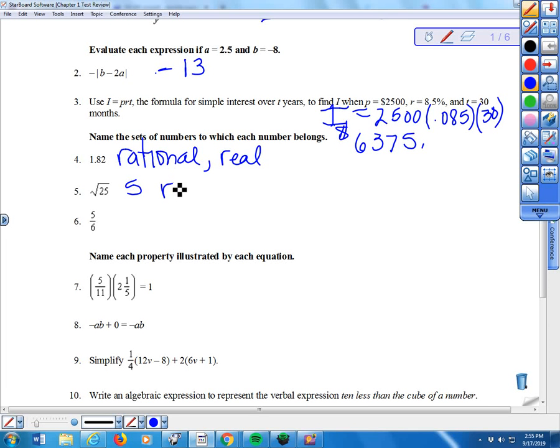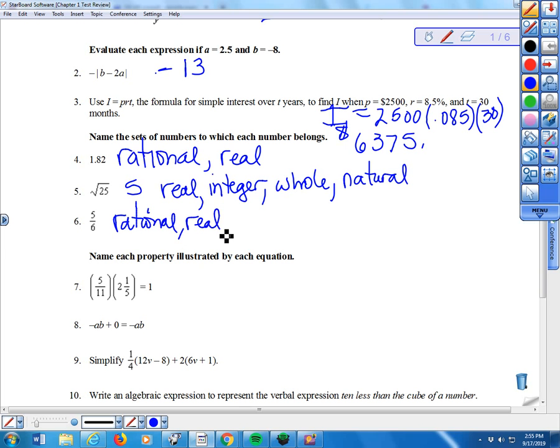Isn't it counting number? That's a natural number. Real, integer, whole, and natural. 5/6 is rational and real. Not an integer, whole, or natural number.